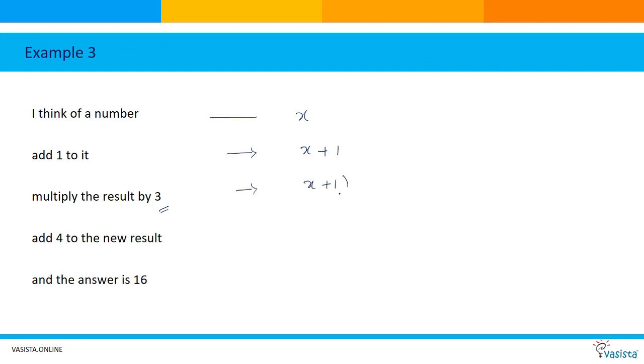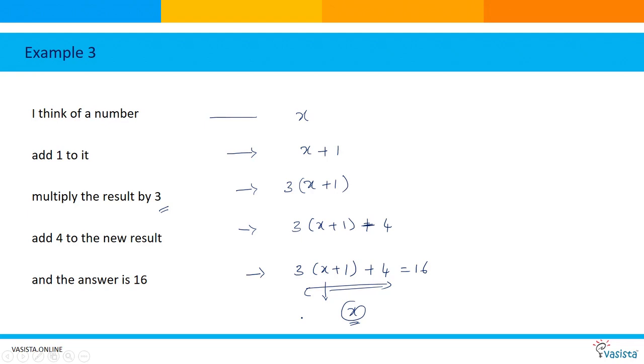Multiply the result by 3. So x plus 1 is already there, this is the result, I am going to multiply it by 3. Then add 4 to the new result, so 3 times (x plus 1), and I am going to add 4 to it, correct. Then the answer is going to be 16, right. So 3(x plus 1) plus 4 is equal to 16. Now if you simplify, you will get the value of x. Let us go to the next slide here.